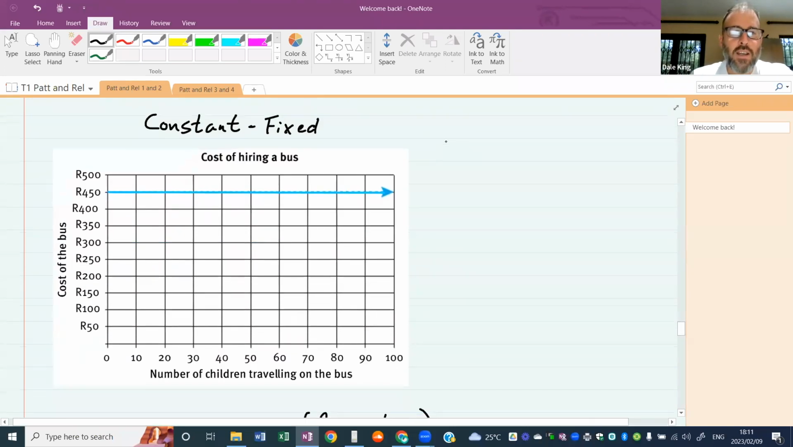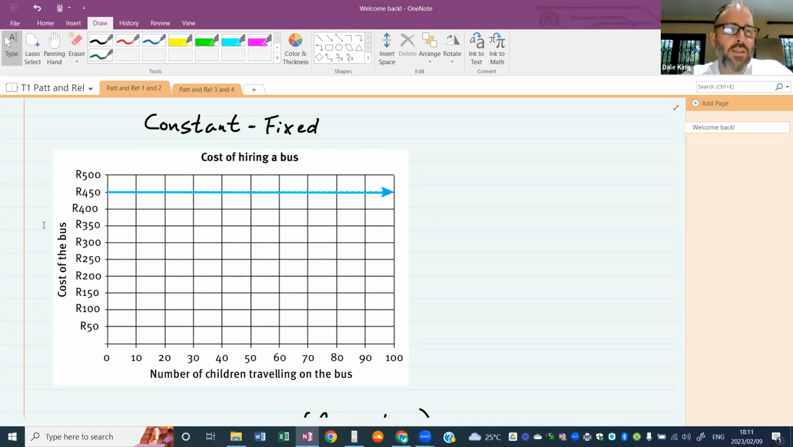The first linear graph, it is a linear graph. There is a relationship here. Okay, so we have the cost of hiring a bus. You could say that the context behind this graph is that the school wants to hire a bus because they want to take some children out on an excursion, and they're trying to find prices for hiring a bus.